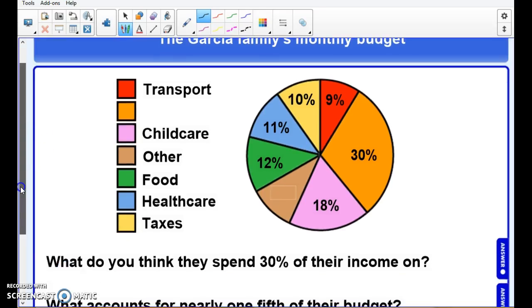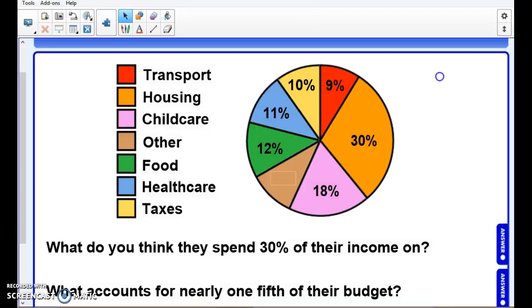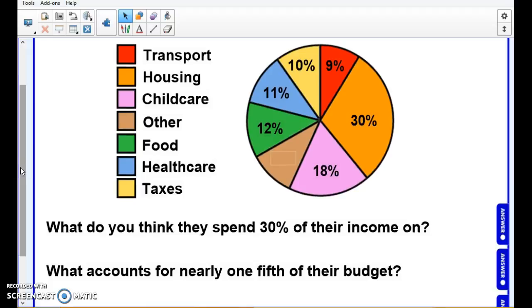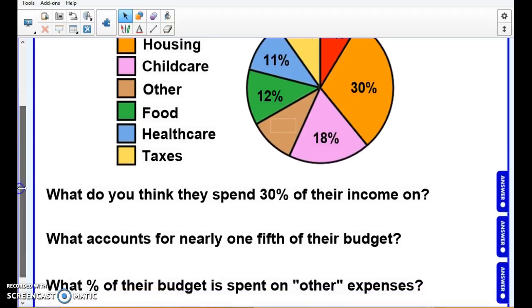Something like this. What do you think they spend 30% of their income on? This doesn't really have anything to do with the graph, just seeing if you know where your parents probably spend their money. And it was housing, so your house probably costs more than all that other stuff combined. What accounts for nearly 1/5 of their budget? 1/5 of their budget is about 20%. So that one would probably be childcare, because that's about 18%.